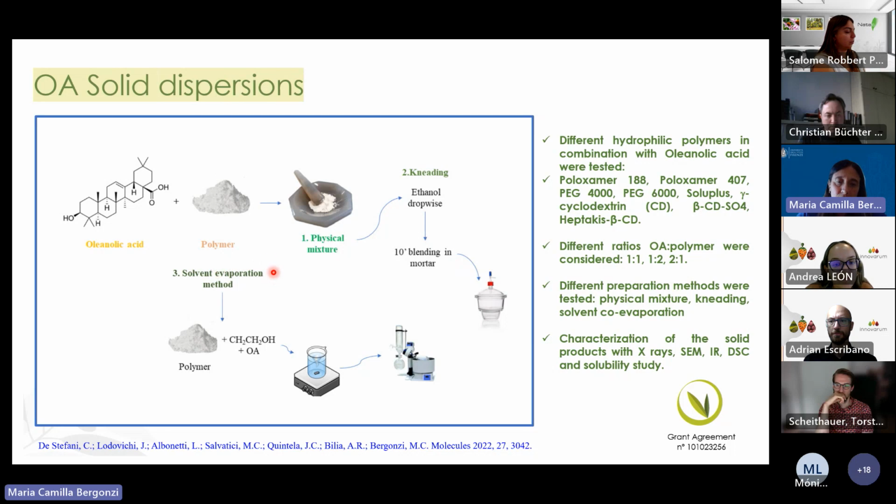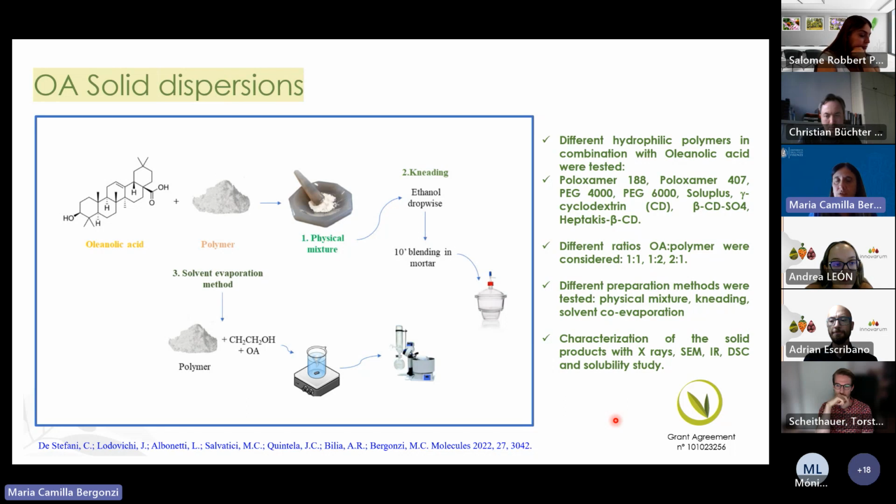Or we use a solvent evaporation method. We mix polymer with oleanoic acid and we add ethanol. We put under magnetic stirring for 2-3 hours and then we evaporate the solvent under vacuum. We tested the different polymers and different molar weight ratios between oleanoic acid and hydrophilic polymer, and we performed the solubility study to evidence the influence of hydrophilic polymers on the solubility of oleanoic acid.